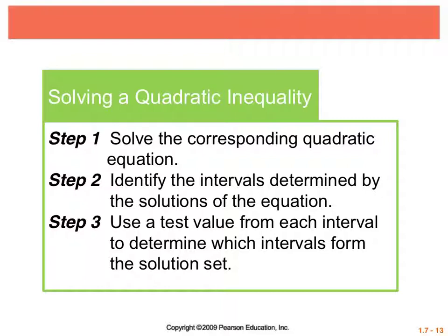So first we're going to need to solve the quadratic equation, just like we would before. We can solve by factoring, we can use the square root property, we can complete the square, or we can use the quadratic formula. And those solutions are not what I'm going to put on my number line necessarily. Those are going to identify the intervals to determine the solutions of the equation. So that's very important. I kind of consider them like boundaries on our number line. And so then between those intervals we're going to use a test value and determine what the solution set is.